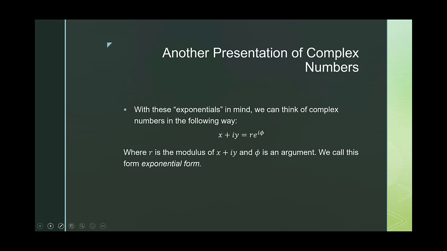Okay, so we're going to end the video today with our last presentation of complex numbers. So remember, we had cosine of phi plus i sine of phi. We had a special notation for that. That's e to the i phi. That's our exponential notation. So if we take x plus iy, which is our complex number, and we use our polar equations, we'll get r cosine of phi plus i sine of phi. Whoops, and I forgot an r here.